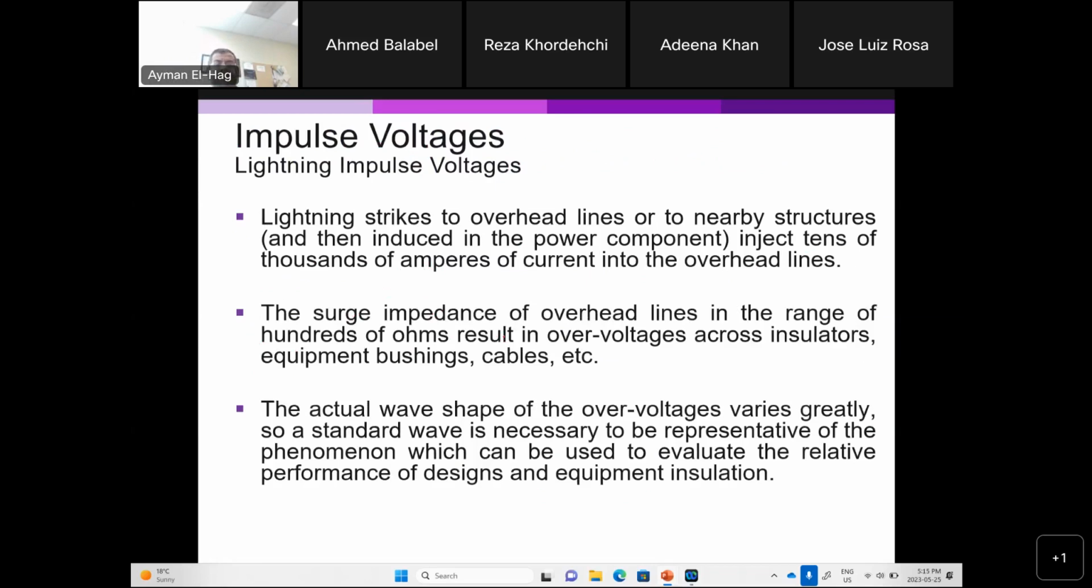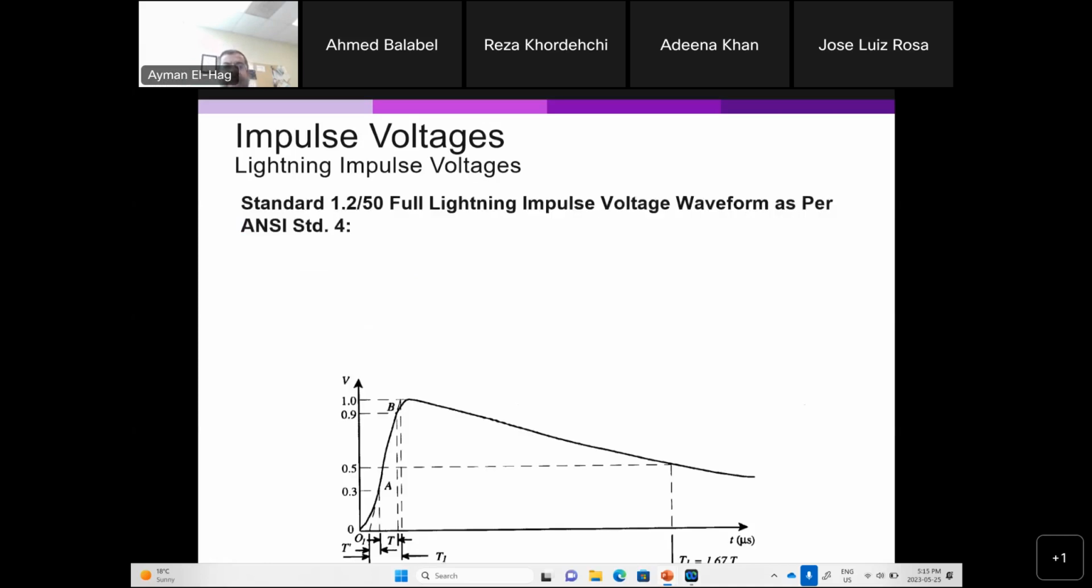Hence, the actual wave shape will vary, but people came up with a standard waveform that we will use to test those insulators, and that is the same waveform used by the IEC standard or the ANSI standard. We call it the 1.2 by 50 lightning impulse waveform. This has been the ANSI standard, and it's also the same as per the IEC standard. So what is the 1.2 and what is the 50? 1.2 is the rise time, and 50 is the fall time.